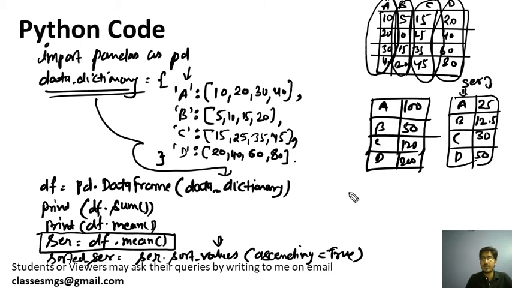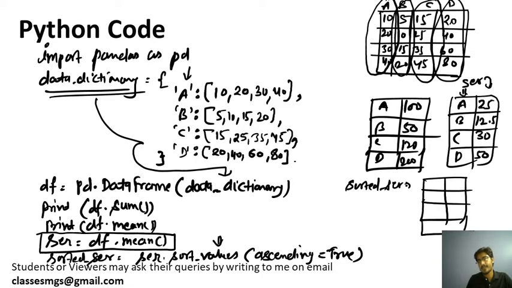Now sorting, so it will create a new object, sorted_series. If you apply sorting, it will look like this. Sorting means ascending order, so the b column will come at the top because it has the lowest value, 12.5. Then the a column will come with 25, then the c and d columns with 30 and 50. This is the sorted series object.